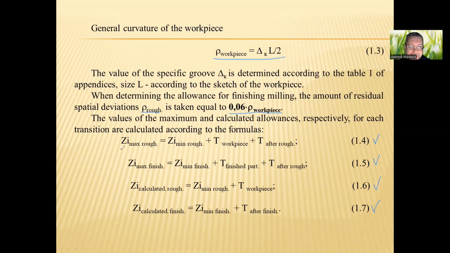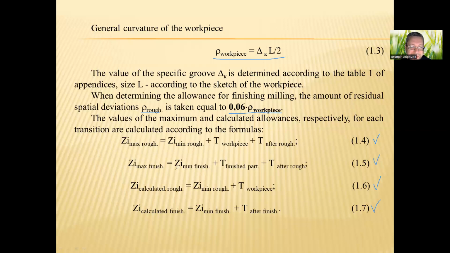So that it's allowance of Z suffix i maximum rho. It's equal Z minimum rho plus T of workpiece plus T after rho. Z i maximum finish, after finish transition.